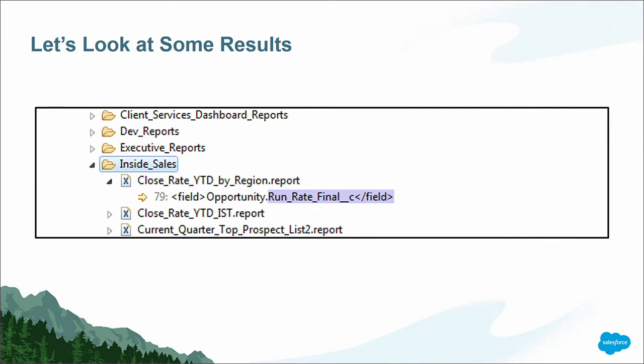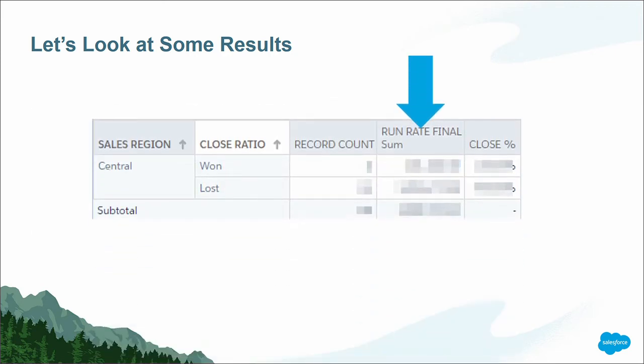So here's an example. What it is saying in that results window, so we're just zooming in on it, is that on the report, close rate year to date by region, I am using the field run rate final. That's pretty straightforward, makes sense. And so if we go to the report, you'll see, ta-da, we're using run rate final in that report. Now, not really earth-shattering. You could find that out quickly by looking at it.